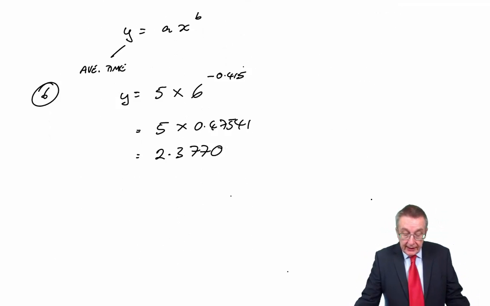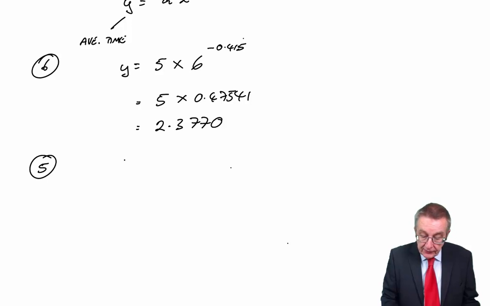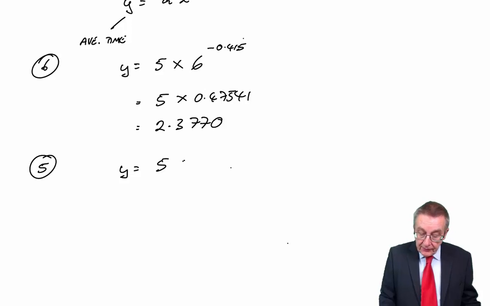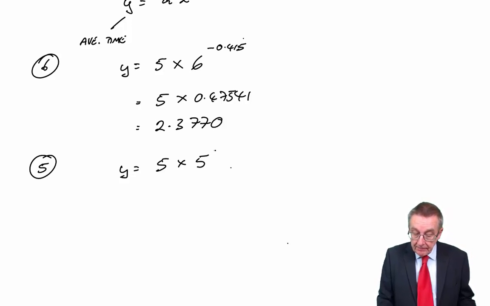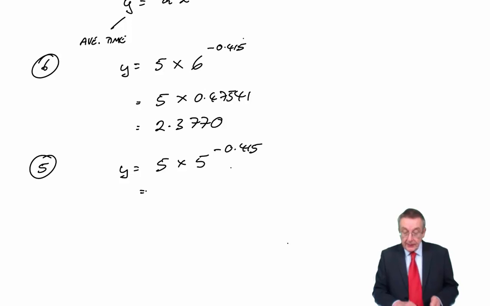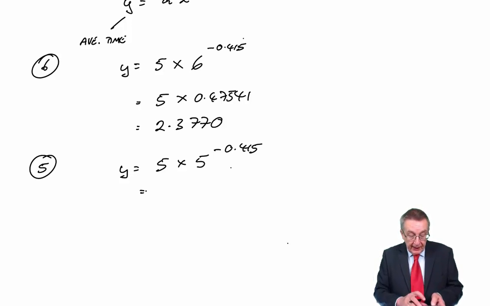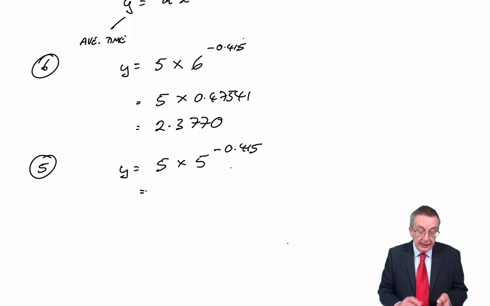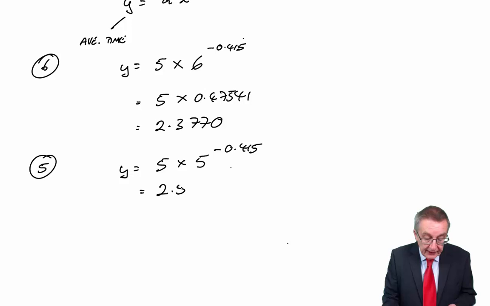Total time to do 5: 5 times the average for 5. Well, again, using the formula, the average time for the first 5, this time 5 jobs, to the power minus 0.415. Here I will do the whole thing rather than write down the steps. 5 to the power negative 0.415 equals 0.5127 and so on. If I multiply by 5, it's 2.56388.